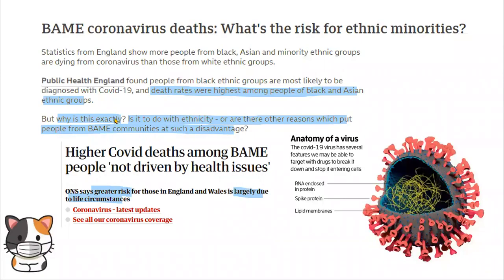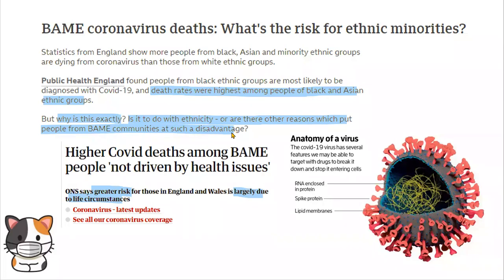Okay, so let's look at the study here. It was reported that death rates were seen to be highest among Black and Asian ethnic groups when it comes to COVID-19. And so why is this exactly? I mean, is it to do with ethnicity? Or is it some other reason that people in these groups have a higher risk?